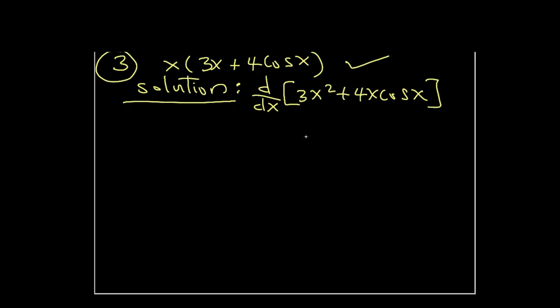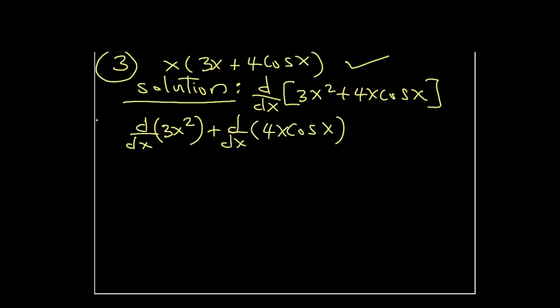So the meaning of this is going to be d/dx of the first item, open the brackets, and then plus d/dx of the second expression. But the second expression is a product of two items. This is the u as a function of x, and this one here, cos x, will be what? Will be v as a function of x.